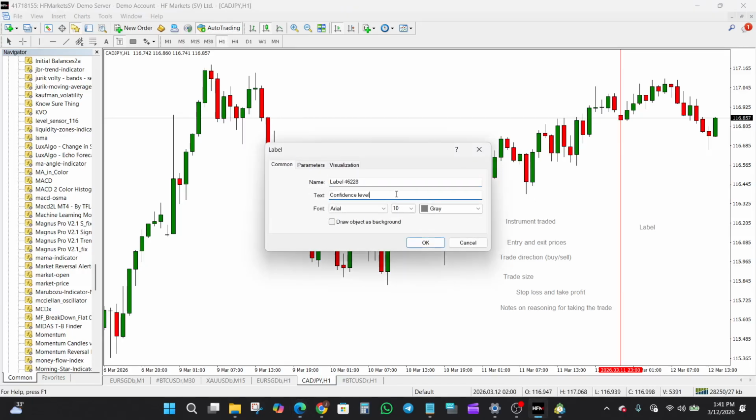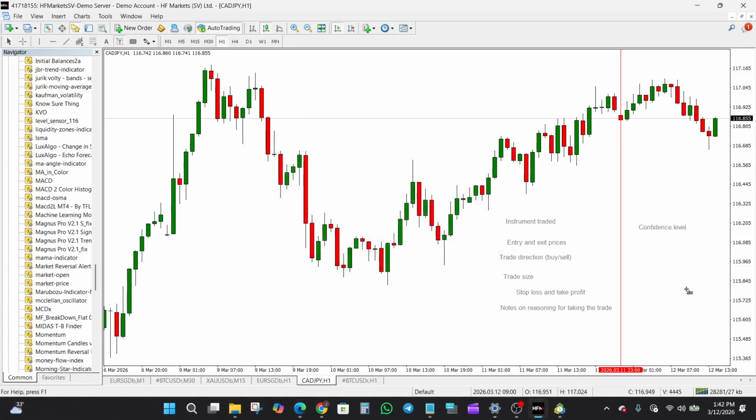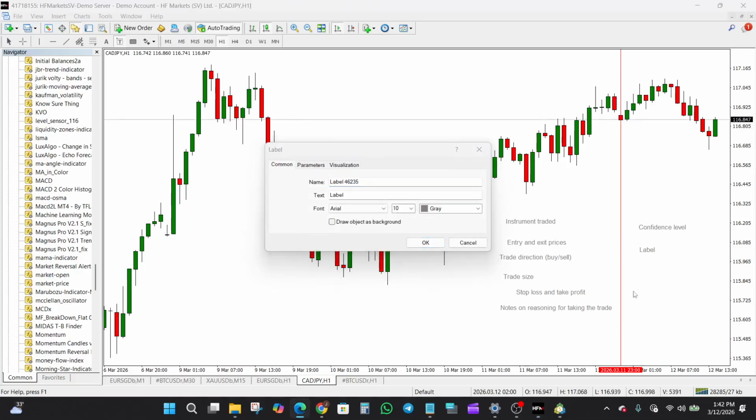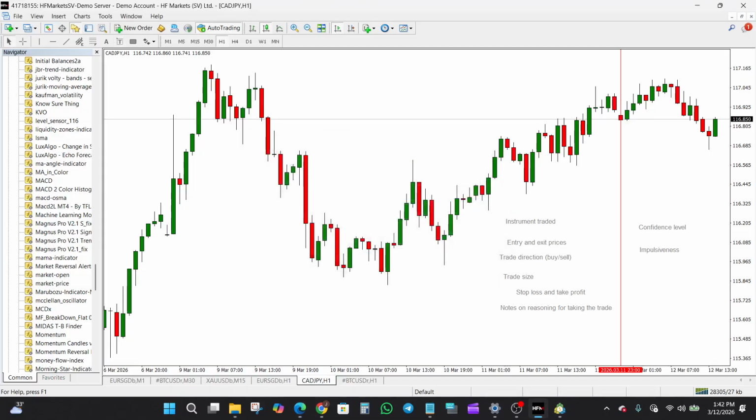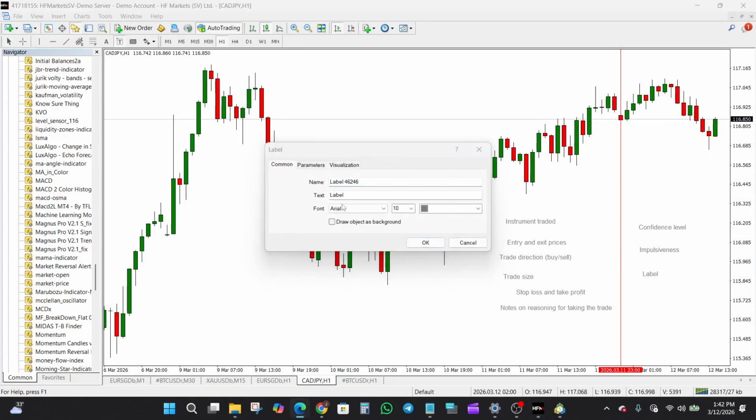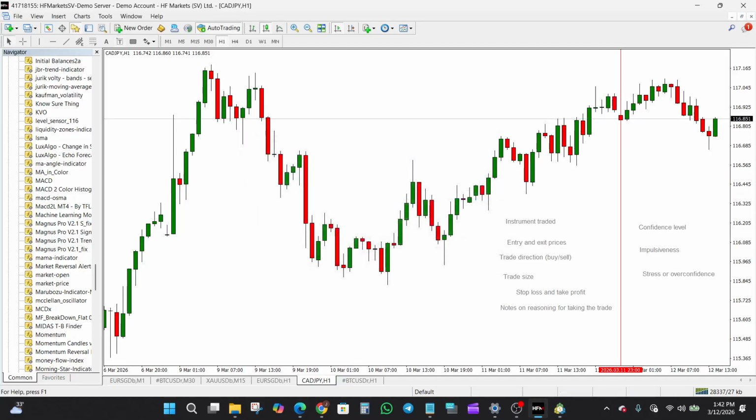These things are important. You might be looking at them as, what's the point of all this? But once you start doing it, you will probably see the importance of them. Your confidence level, your impulsiveness, and then your stress or overconfidence. So this column is going to be for your emotions or mindset during the trade.